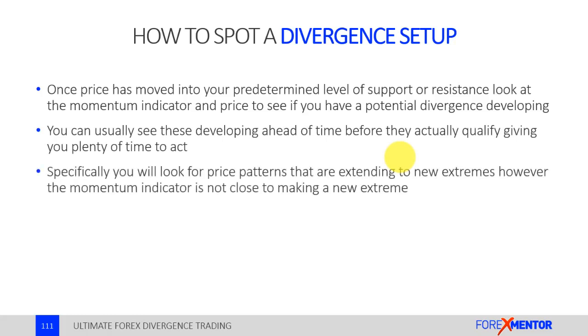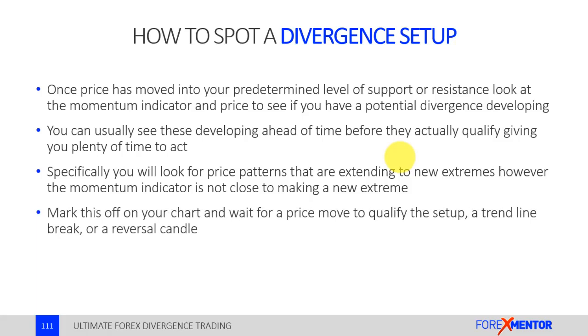Specifically, you will look for price patterns that are extending to new extremes. However, the momentum indicator is not close to making a new extreme. Mark this off on your chart and wait for a price move to qualify the setup, a trendline break or a reversal candle, whatever method you want to trade for your entry. All right, so let's take a look at some charts here and see some potential developing divergences.